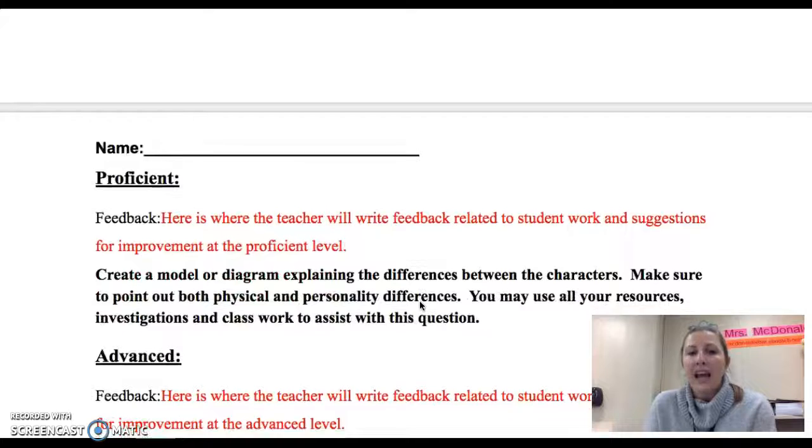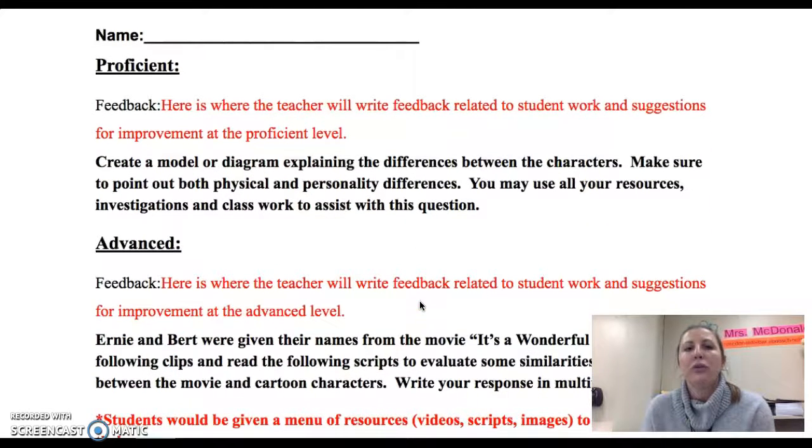Then in the proficient category, usually in this class, they have to create their own model, especially first quarter. They might need to create a diagram or write a concluding paragraph. But here I wrote that they should create a model or diagram explaining the differences between the characters. Make sure you point out both physical and personality differences. You may use all your resources, investigations, and classwork to assist with this question.